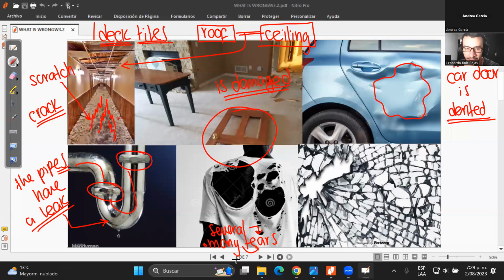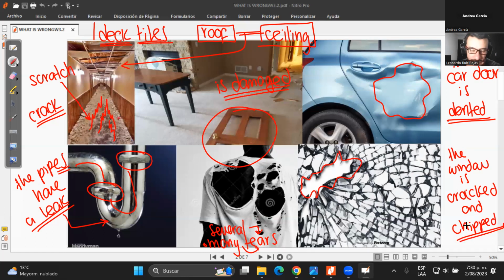What is it? It is a window. The window is cracked. Easy, right? So the window is cracked. And also chipped, because it is missing a little part here. So it's cracked and chipped.